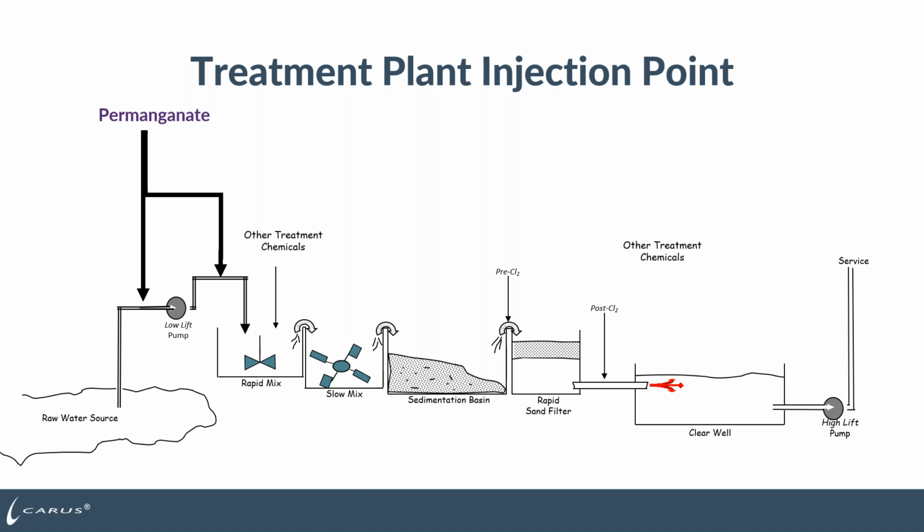A lot of plants will feed permanganate at the rapid mix because it's the easiest setup and they don't gain much detention time. Now, if you're farther away from your source and you can get 15 minutes, 30 minutes, an hour of contact time in the pipeline to the plant from the raw water source to the rapid mix, then that gives you a lot of benefit of feeding far away from the plant and getting all that reaction time going to the plant. Typically, we carry permanganate residual through the rapid mix and into the slow mix, depending on where you're feeding. If you're feeding at the raw water source, typically we'll just carry permanganate residual into the rapid mix as long as we've gotten a good 15 to 30 minutes of contact time.